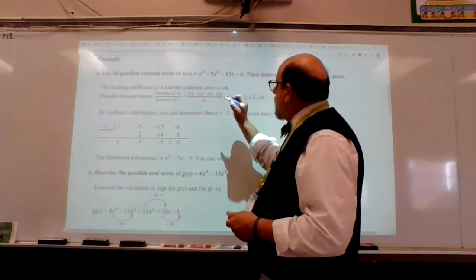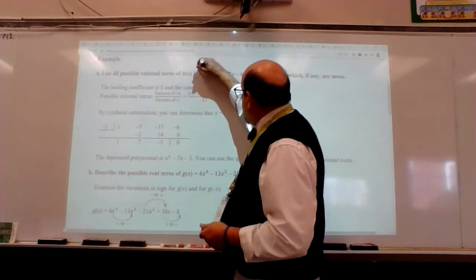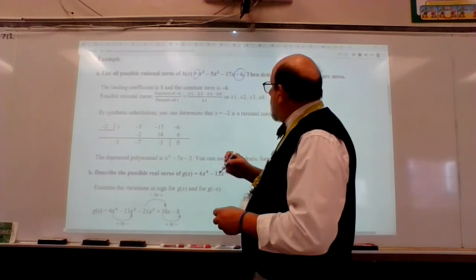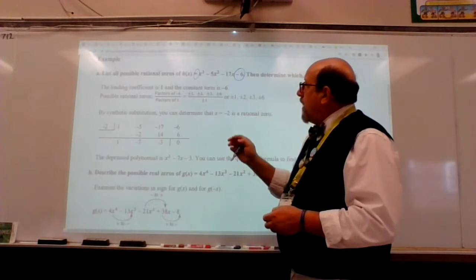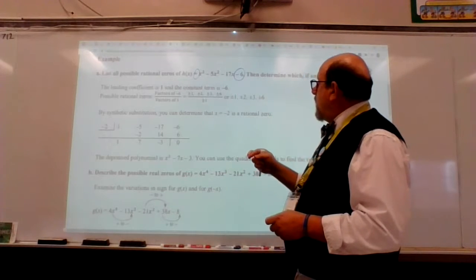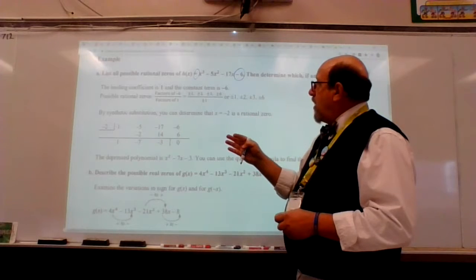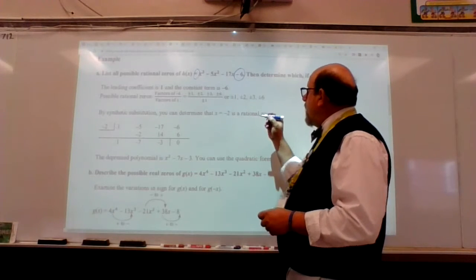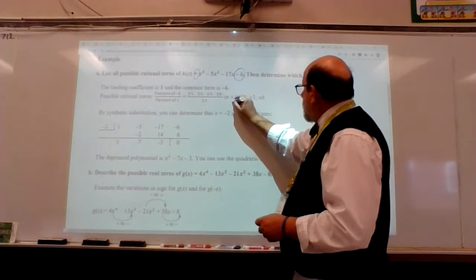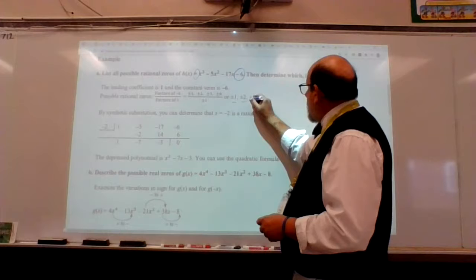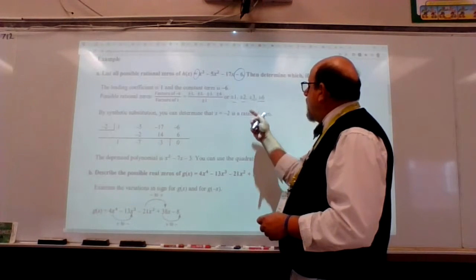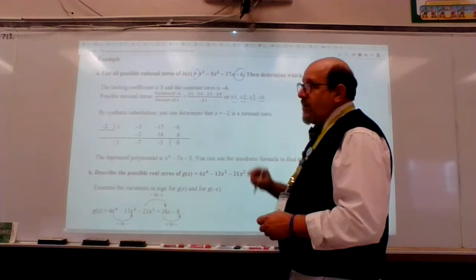We take a look at the leading coefficient, and then we take a look at the constant term. The first thing we need to do is look at the constant term, and we take all the factors of the constant term and put them up here. So our factors are positive or negative 1, positive or negative 2, positive or negative 3, and positive or negative 6, because these are the things that we can multiply to get that 6 on the end.